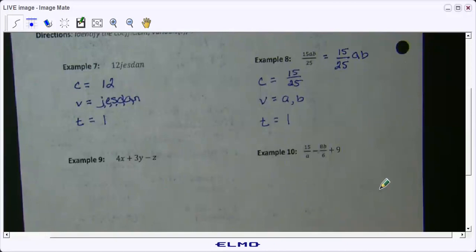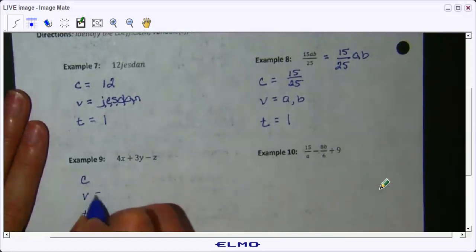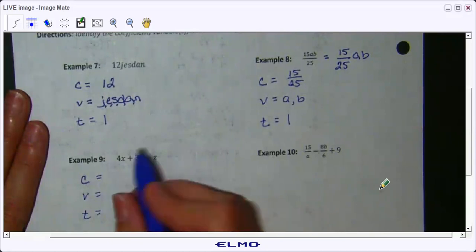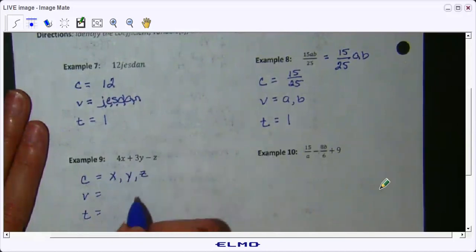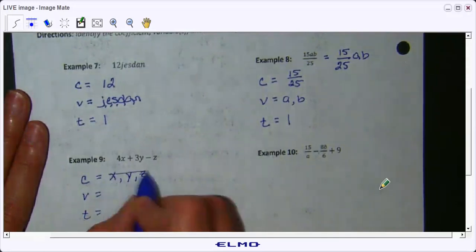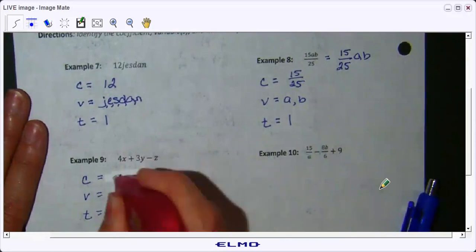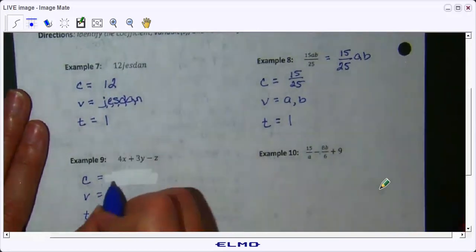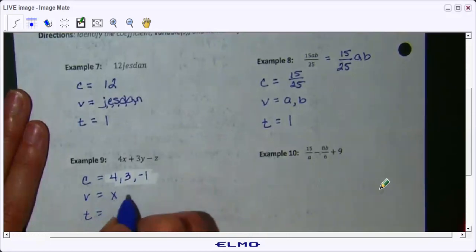So we have CVT. Coefficient is X, Y, Z. No, oops, sorry, I messed up right here. Coefficient is 4, 3. Variables are X, Y, Z.